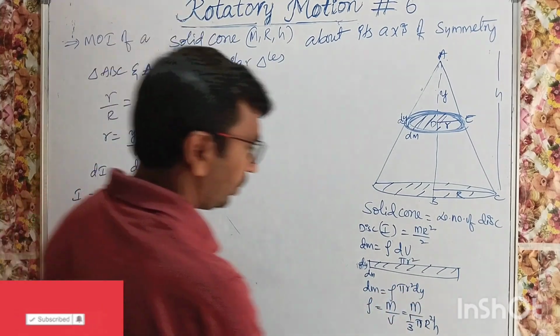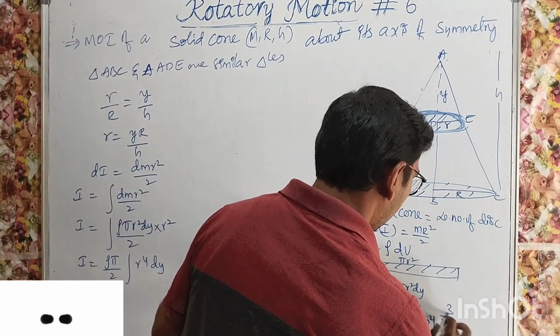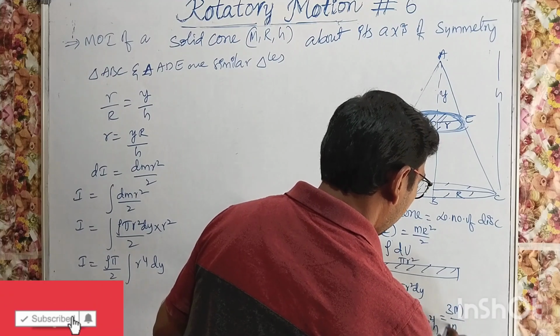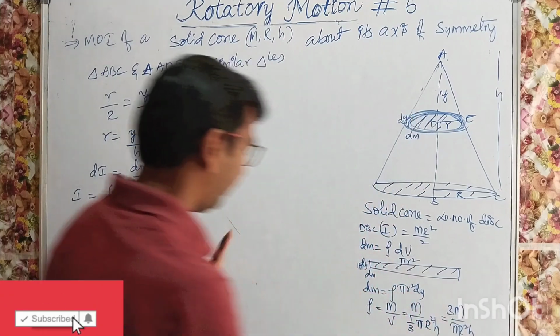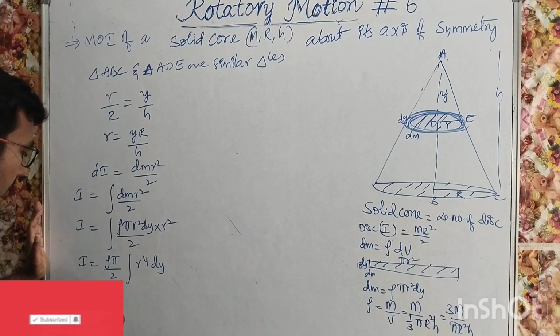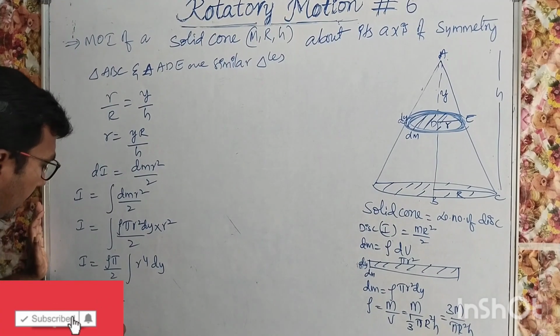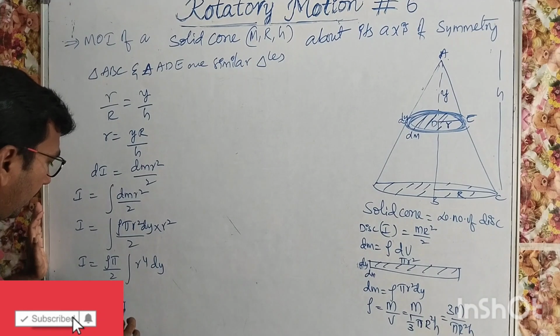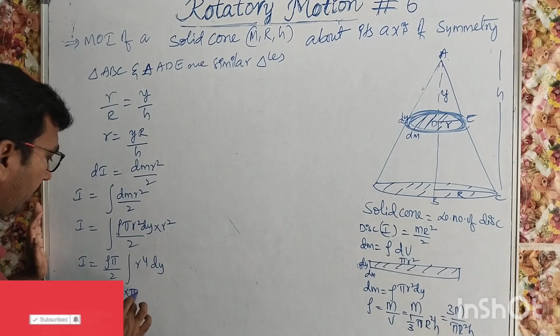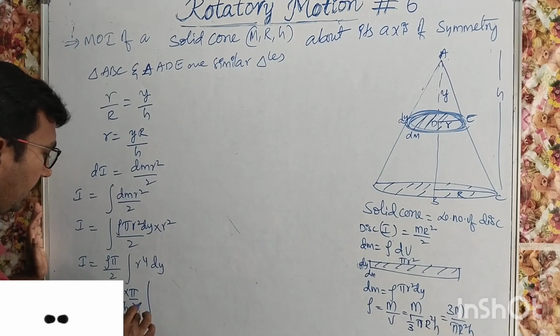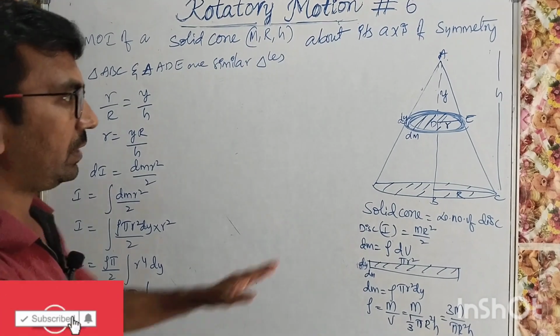Here you can write rho as 3m by pi R square h. So in place of rho, 3m by pi R square h, into pi by 2. Here the limits are 0 to h.